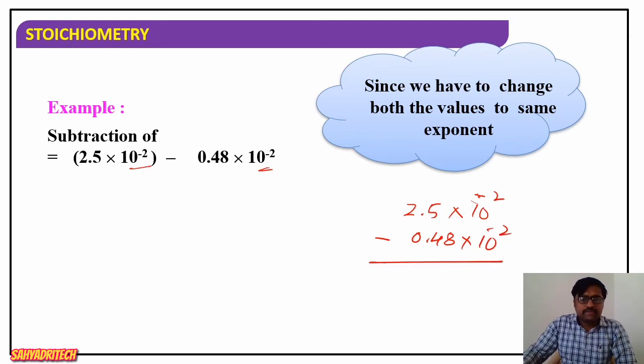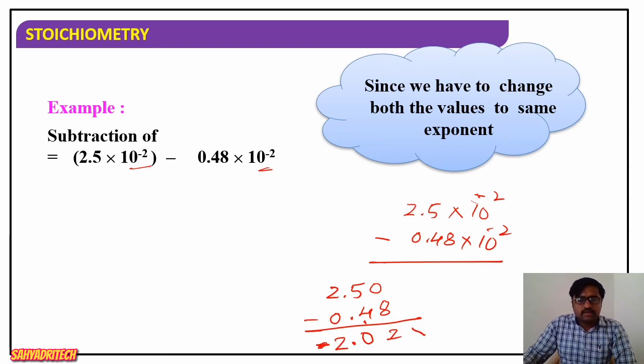Then what are the coefficients? 2.5 minus 0.48. So if we simplify, 10 minus 8, 2, carry 1, 5 minus 5, 0, 2. So the answer is 2.02 into 10 raised to minus 2. So what we have done here: since the exponents are the same, they are not changed, only the coefficients are subtracted from one another, so that we get an answer.